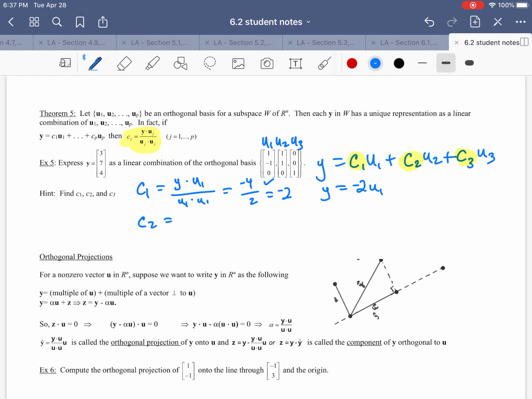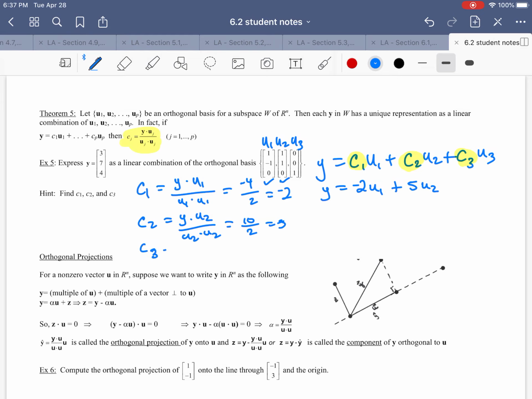All right, C2 is y dot u2 over u2 dot u2. So y dot u2, so that's this one right here. So it'd be 3 plus 7, so it'll be 10. And u2 dot with u2 is 2, so it's 5. So this is going to be plus 5 u2.